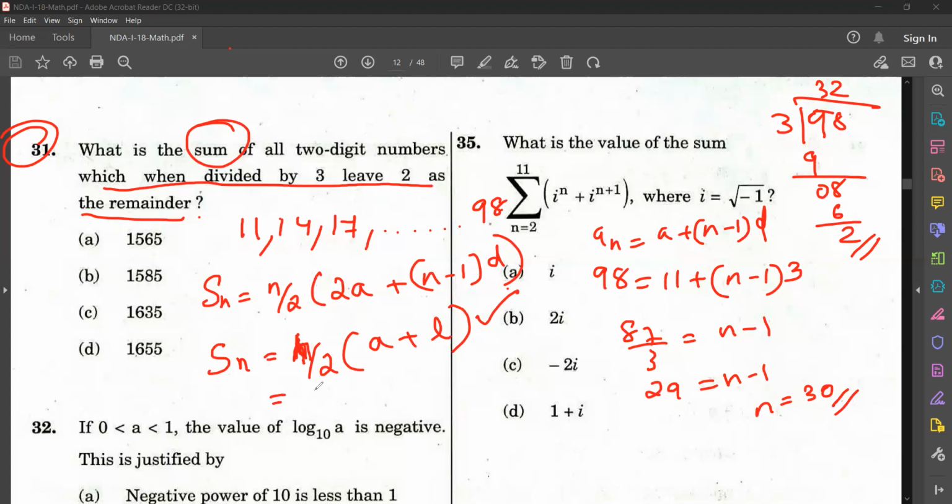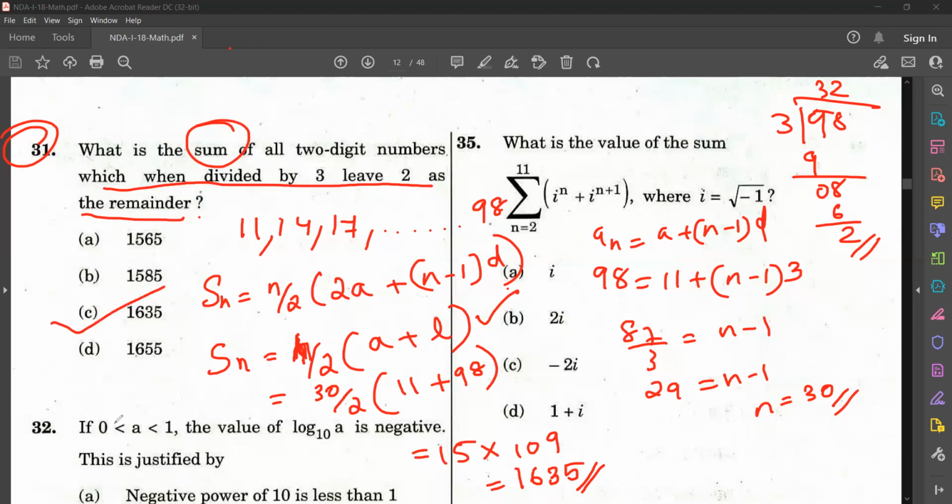Substitute that here: 30 by 2 into (first term plus last term). First term is 11 plus last term 98, so that is 15 into 109. You'll get 1635. So that is also a direct question, 10th level, from 10th NCERT.